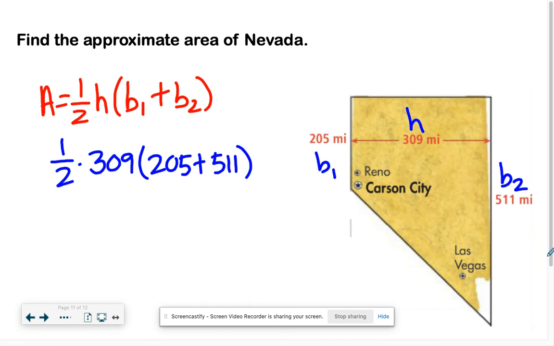Okay, what's half of 309? 52. A little more, way more. 154.5. That's it. And then 205 plus 511? 716. Oh, yes. Yeah.